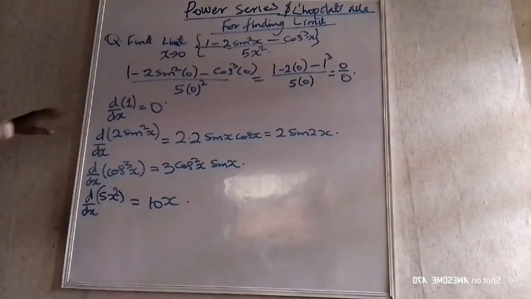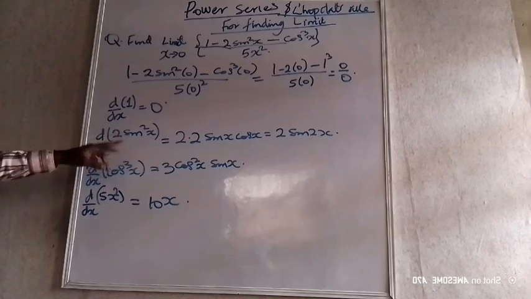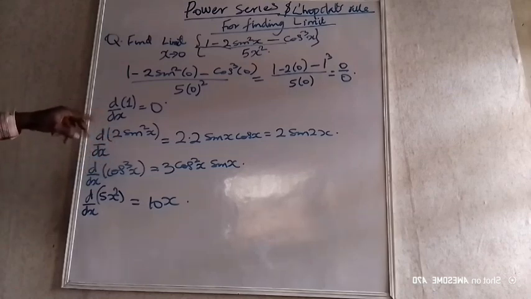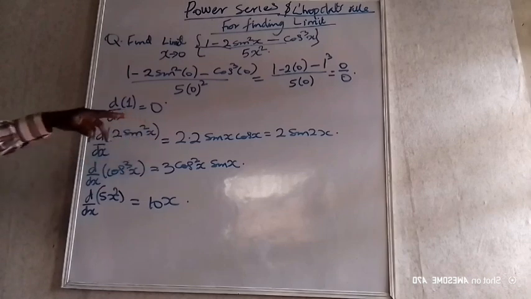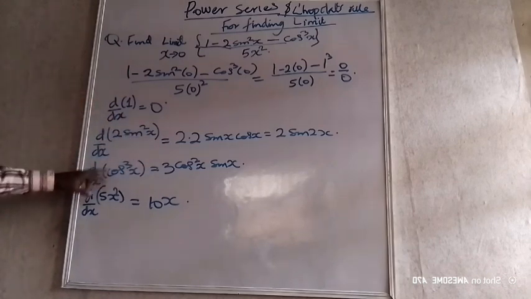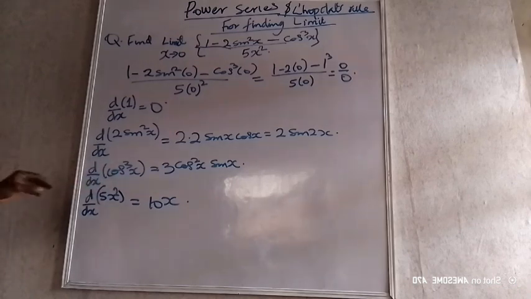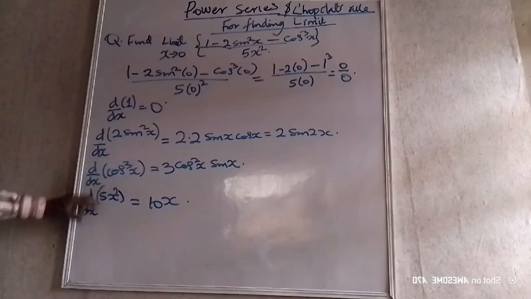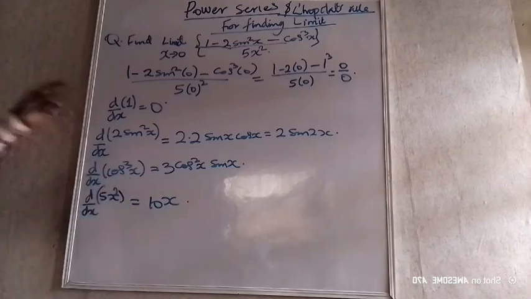Now, differentiating the numerator: when we differentiate constant 1, we have 0. When we differentiate 2 sine square x, we have 2 dot 2 sine x cos x, using function of function, so we have 2 sine 2x. When we differentiate cos cube x, we have 3 cos square x sine x, and for this too we use function of function. When we differentiate 5x squared, we have 10x. Now let's rearrange and substitute 0 for x in the expression.